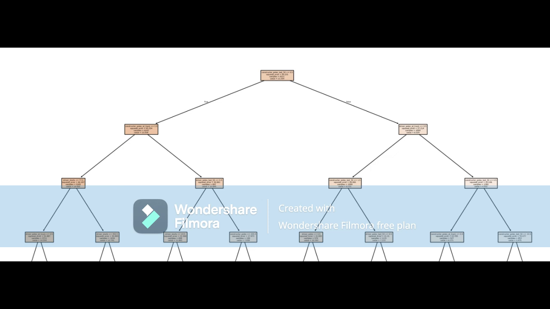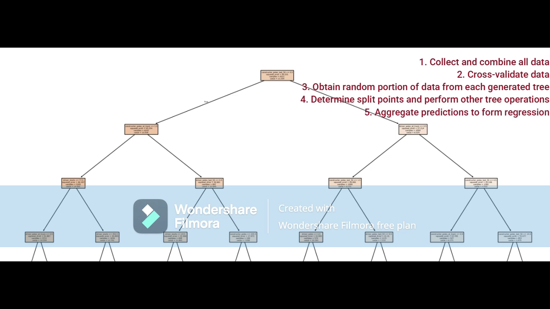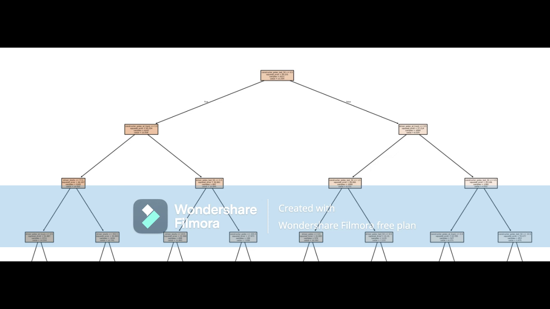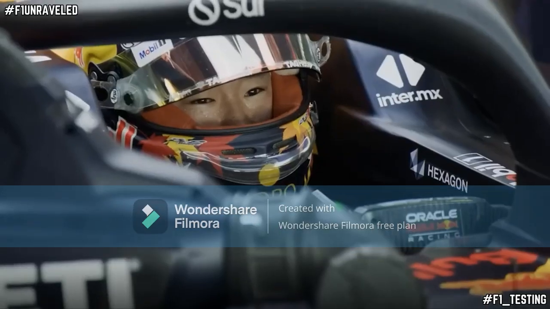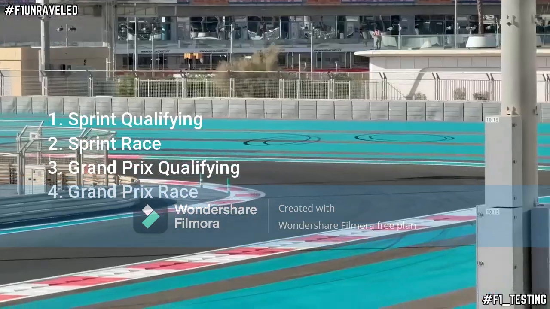A random forest is a more widely used form of tree-based learner than a decision tree, as the random forest combines all the data and cross-validates it. After this, each tree donates a random portion of data for training and tuning, then determines split points from decision trees generated from this data. After this, these predictions are then aggregated to form a final regression, using a similar cost function to the decision tree. An example of one of these random forests using the F1 data is shown on your screen and is found on Appendix D.